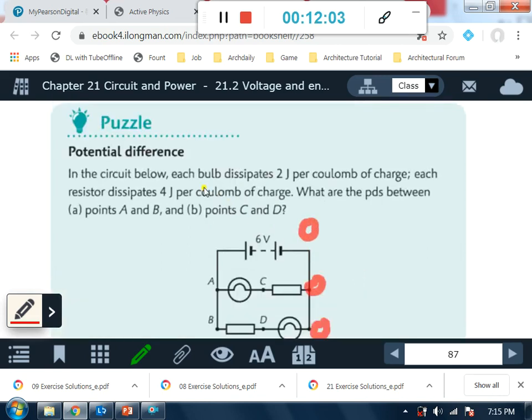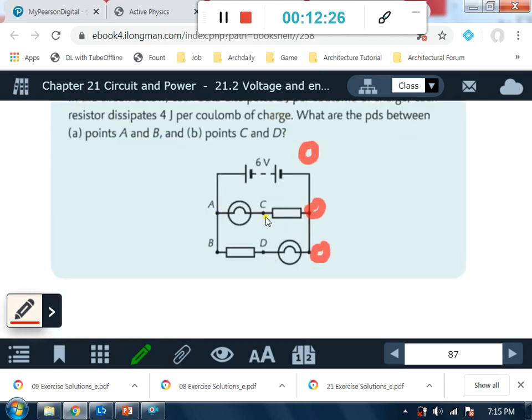And also look at the question. Each light bulb dissipates 2 joule per coulomb. 2 joule per coulomb means that 2 volts. So for each light bulb there will be a drop of 2 volts. And also for the resistor it will be 4 joule per coulomb, which means 4 volts.